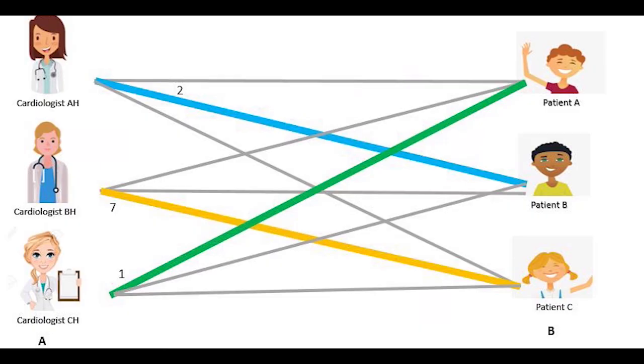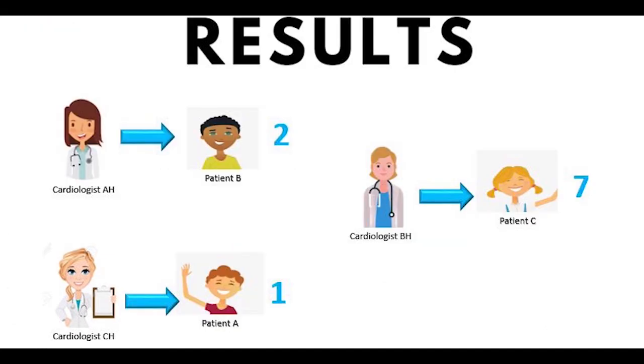Cardiologist AH with patient B with a risk of 2 units. Cardiologist BH with patient C with a risk of 7 units. Cardiologist CH with patient A with a risk of 1 unit. Now you know how you can resolve an assignment problem with a better solution.